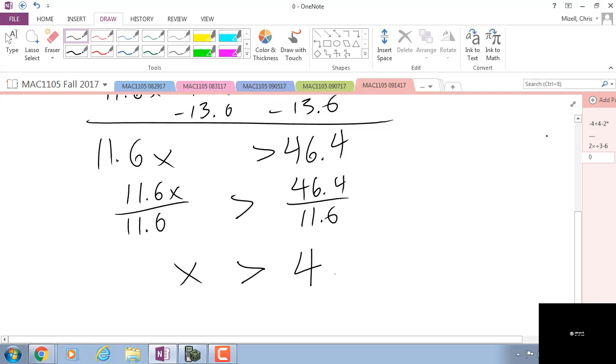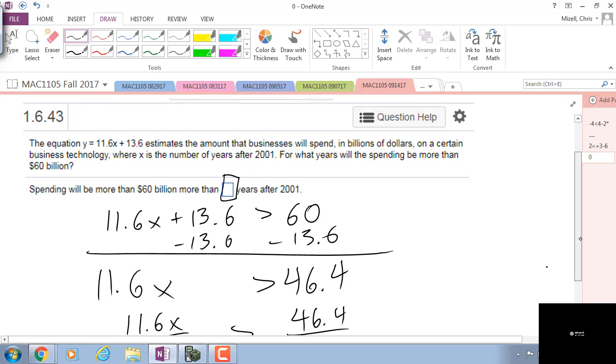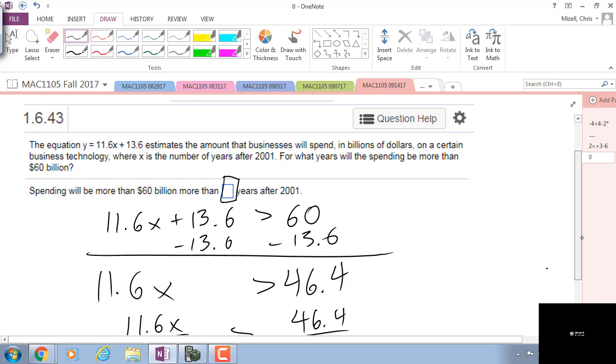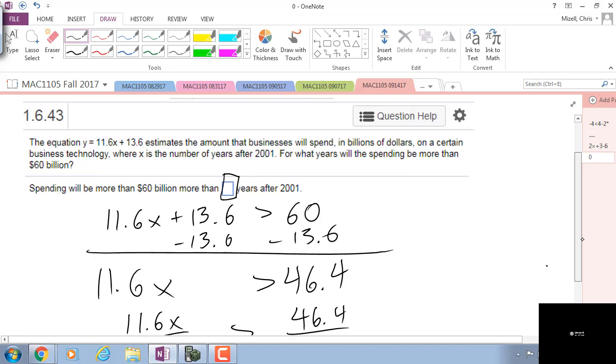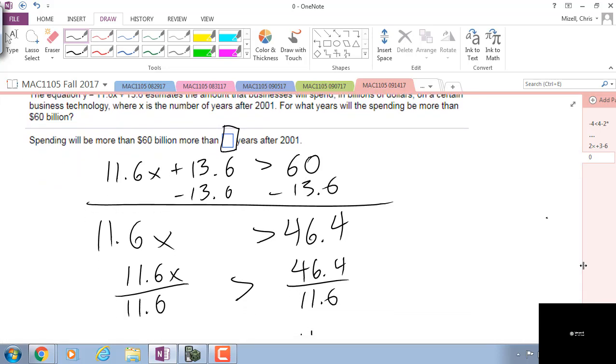So as long as the number of years after the year 2001 is greater than 4, then the spending will be greater than 60 billion. So the spending will be more than 60 billion, more than 4 years after 2001.